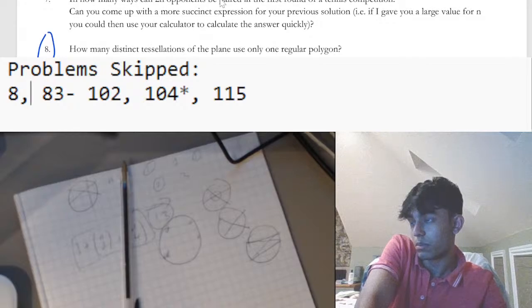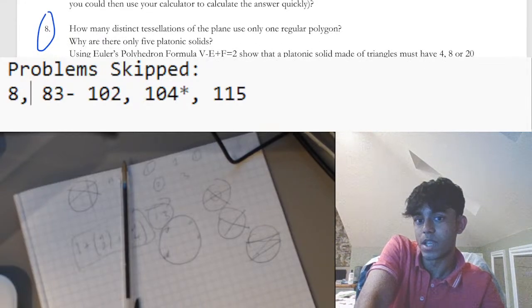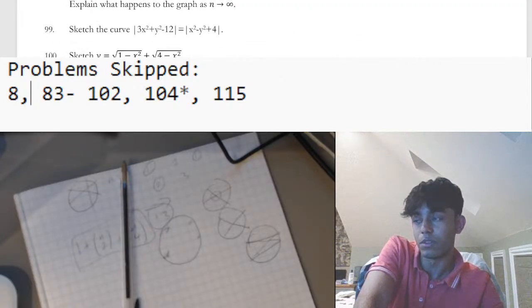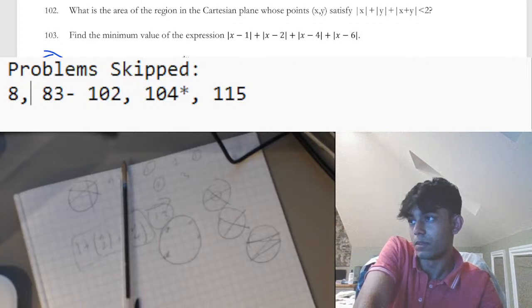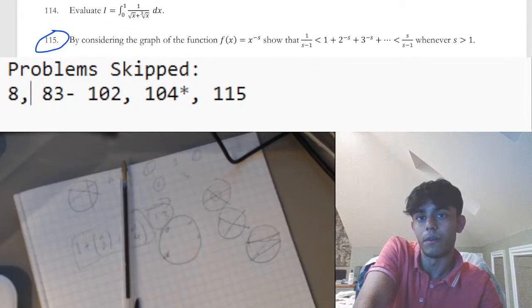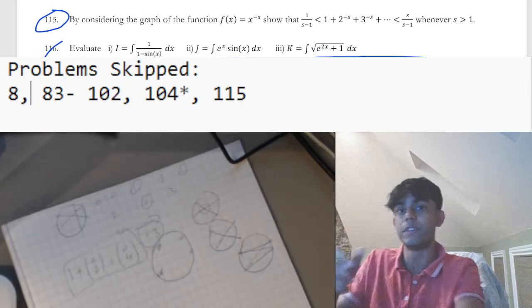8. What was 8? Okay, I think we might have to go to graph sketching. 104, what was that? Oh, this one. Yeah, I think we're doing graph sketching. Okay, let's do 115.